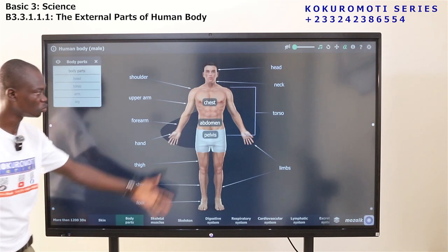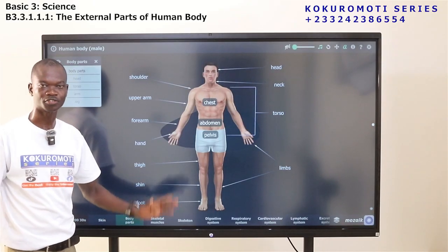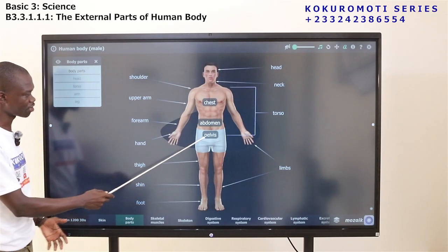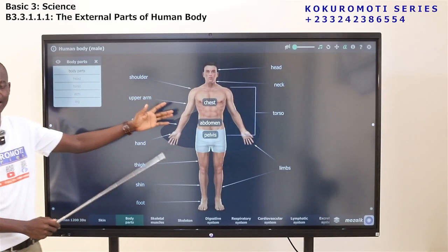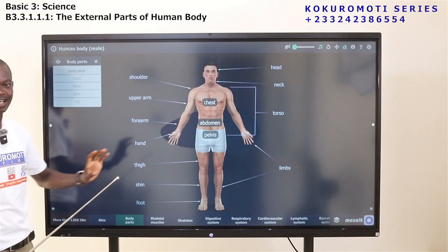If I ask you to mention 5 external parts of the human body, you should be able to tell me. The chest is here, the abdomen and the pelvis, they are all parts of the human body. Now, let's take the parts one after the other.